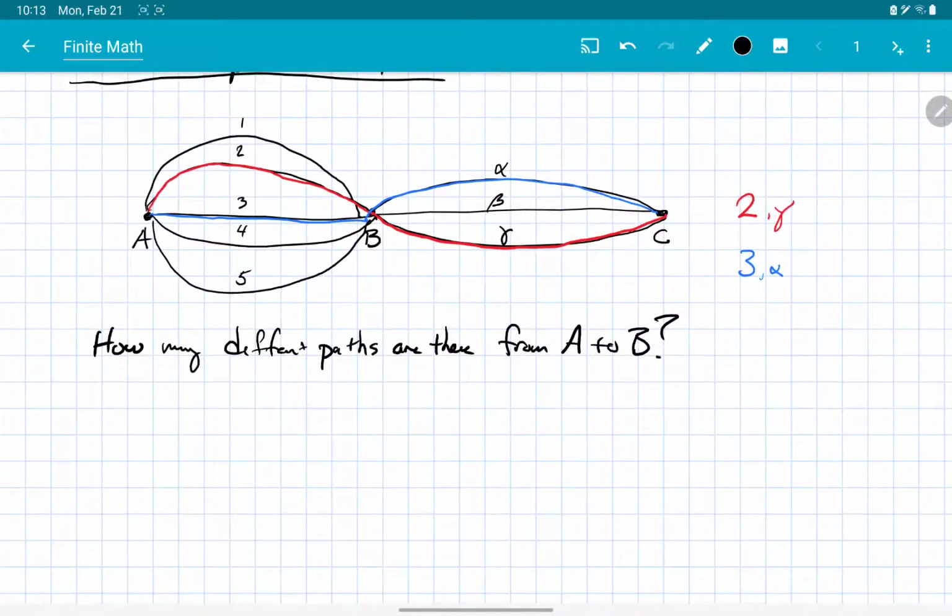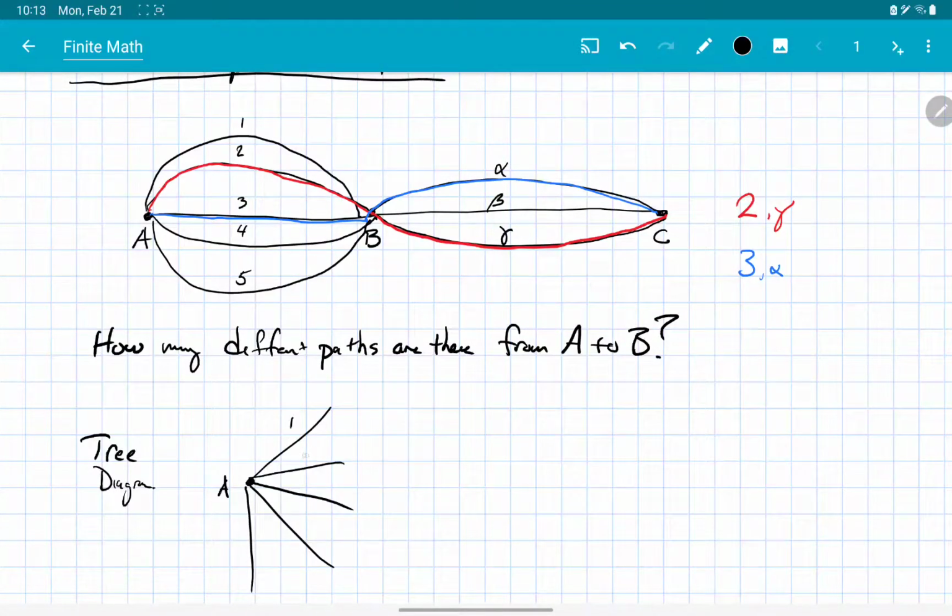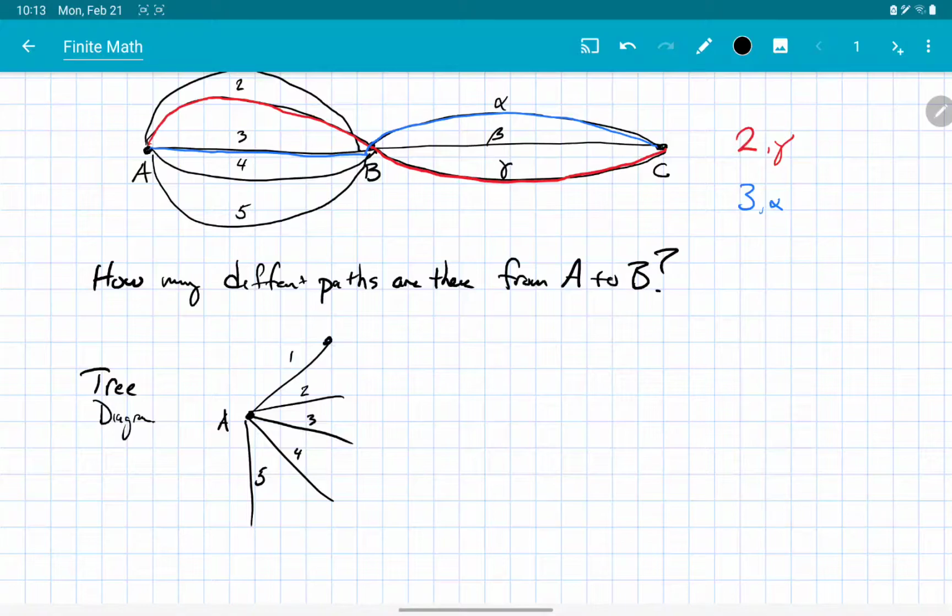Well, one way we could do this is with something called a tree diagram. We'll have one node being A, and then 5 nodes coming off of A, which would represent the 5 different paths we could take from A to B. Then, from the end of each of these nodes, we could have a total of 3 different paths, alpha, beta, or gamma. And this quickly becomes boring, but I may as well finish what I've started.